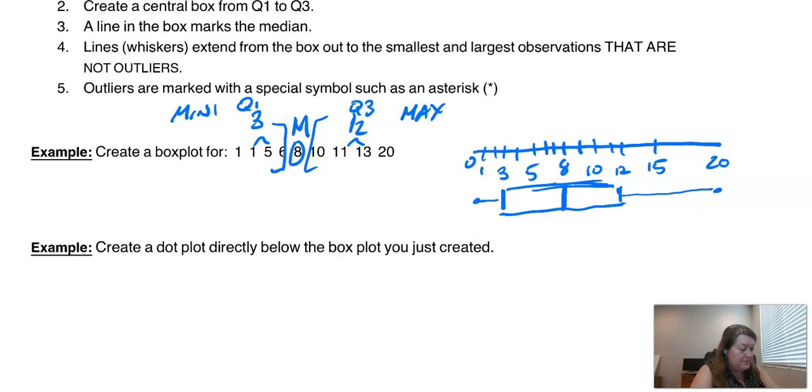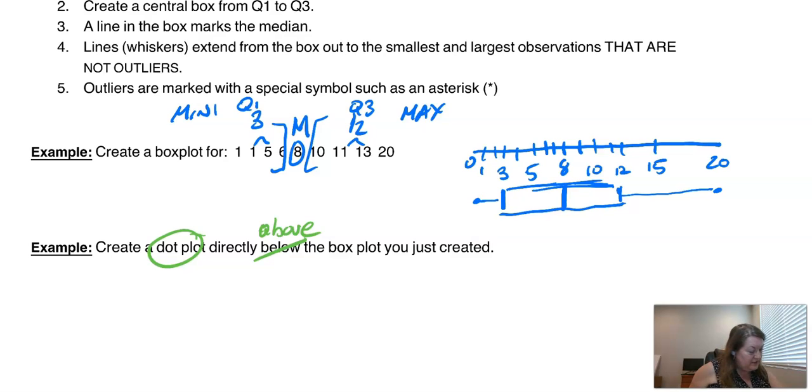All right, next is a dot plot. They want us to do it right next to it so I can compare them and see what I can tell from each one. So I'm going to use this exact same number line. I'm not even going to rewrite it. And let me put it right above it. So I'm going to use this dot plot and I'm going to put it below. Fine, I'm doing above. I need more room.